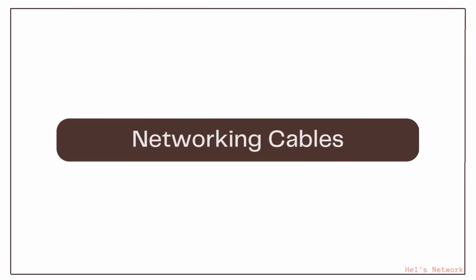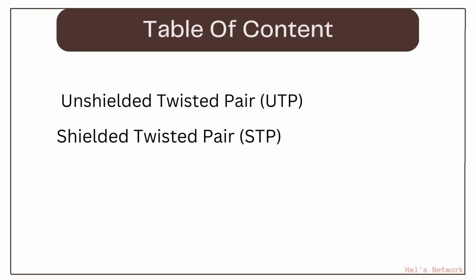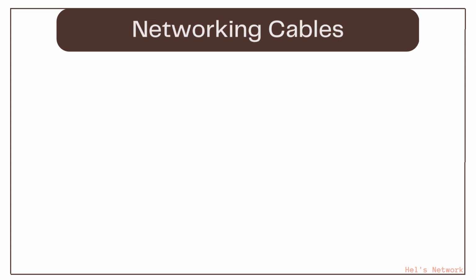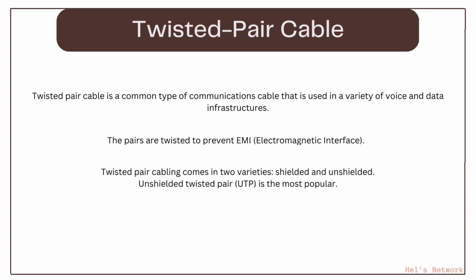In today's video, we are going to learn about unshielded twisted pair, shielded twisted pair and fiber optic cable. Twisted pair cable is a common type of communications cable that is used in a variety of voice and data infrastructures. The pairs are twisted to prevent EMI, electromagnetic interference. It comes in two varieties, shielded and unshielded.